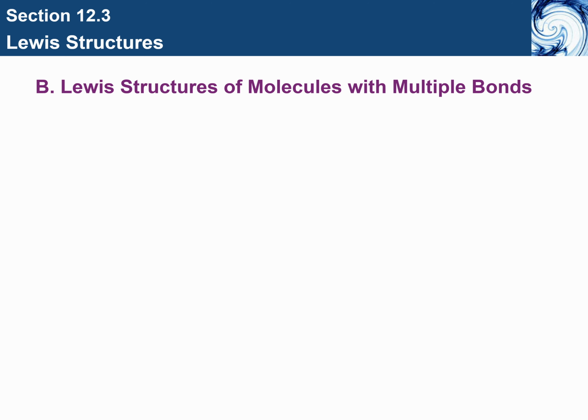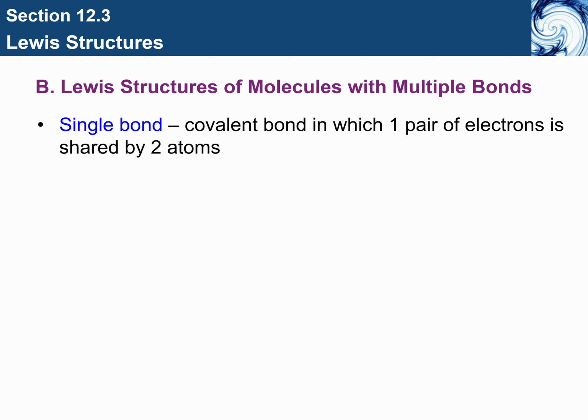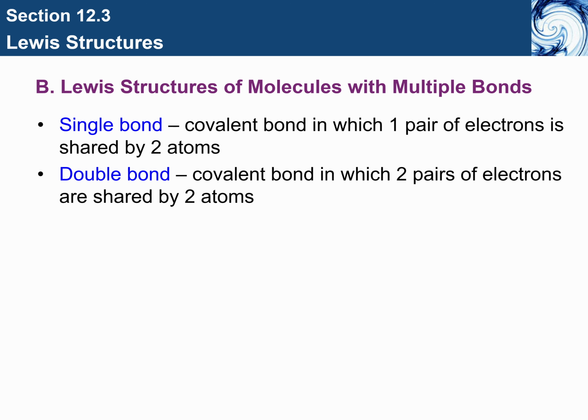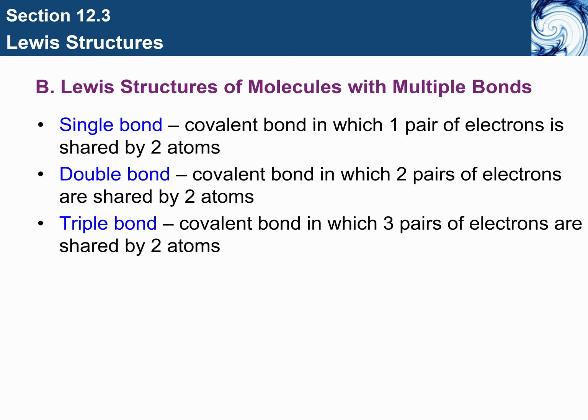Lewis structures with molecules of multiple bonds. We can have a single bond with one shared pair of electrons. A double bond shares two pairs of electrons, so 4 bonding electrons total, and a triple bond is 3 shared pairs of electrons. That would be 6 total shared electrons.